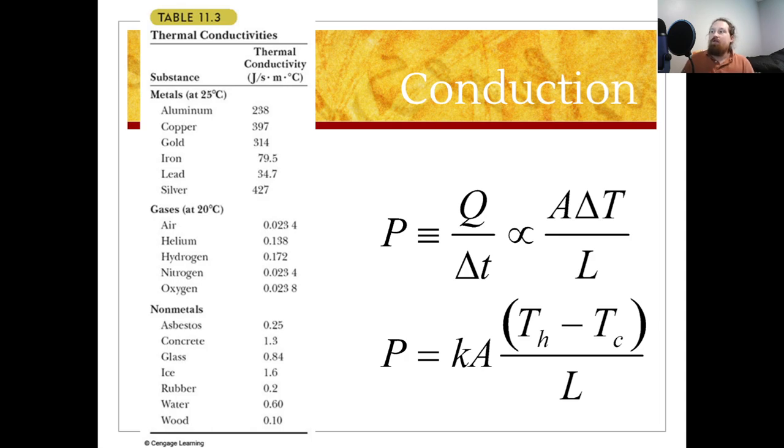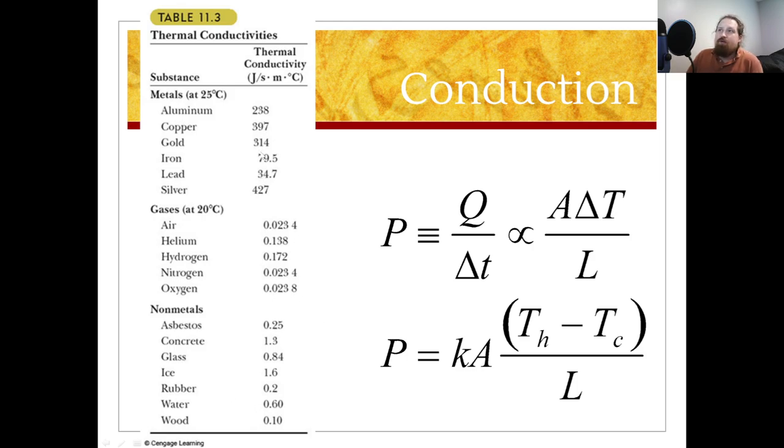So this K term, it's a new constant. It's the thermal conductivity constant. And as with all the new constants so far in this class, it's going to come with a new chart to keep track of them. Again, you don't have to memorize any of these. The table will be available to you when you need it. And this table shows the various different thermal conductivity constants of a bunch of different materials.